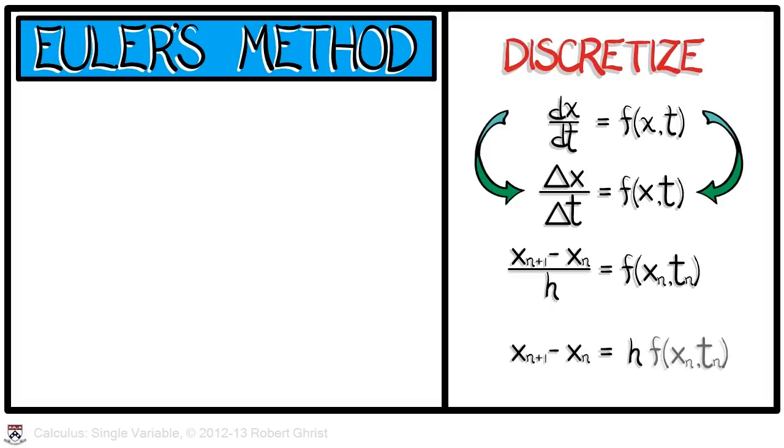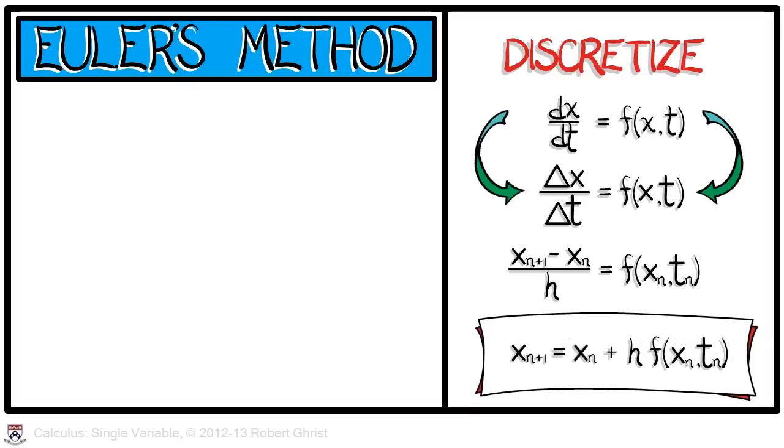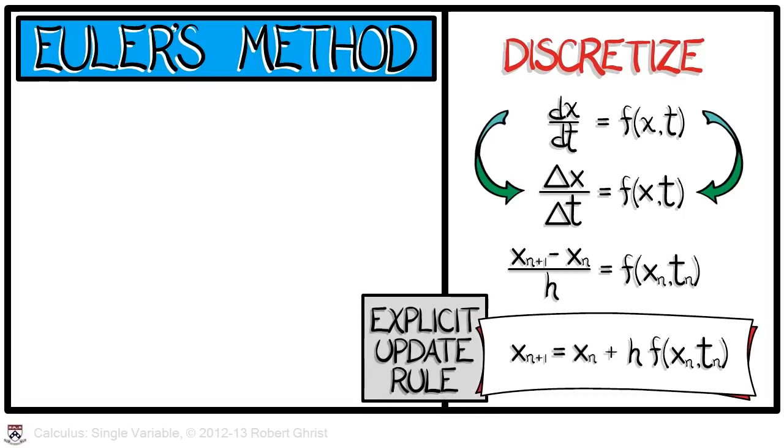And now, with a little bit of rearrangement, we obtain Euler's method. This is an update rule. It tells you that if you know x_n and t_n, you can obtain x_{n+1} as x_n plus h times f evaluated at x_n, t_n.